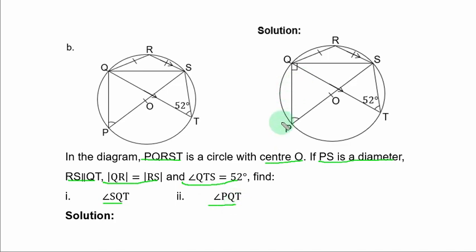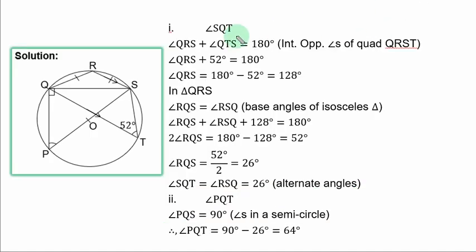Now from here, we are told that PS is a diameter. That means this angle is 90 degrees. That is angle in a semicircle. So we make a little adjustment in the diagram before we proceed to look for the required angles. Remember, for figure 1, you have to find angle SQT. Let us start this way.